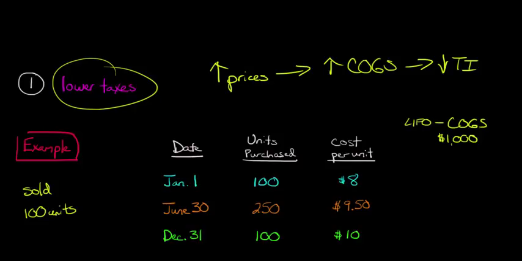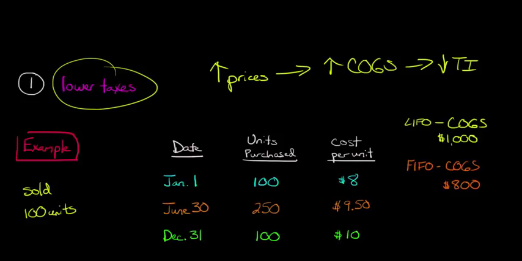Now let's instead assume that you used FIFO. Your cost of goods sold under FIFO is going to be first in, first out. So what were the first goods purchased? It was the 100 units purchased on January 1st. So you take the 100 times the $8 cost for those 100 units, and that would be $800 cost of goods sold. So by using LIFO, you have a higher cost of goods sold.